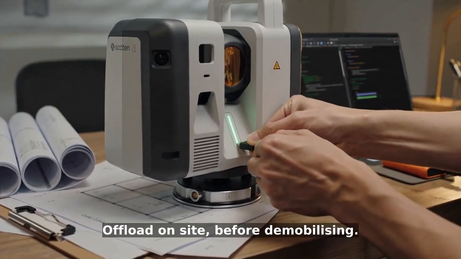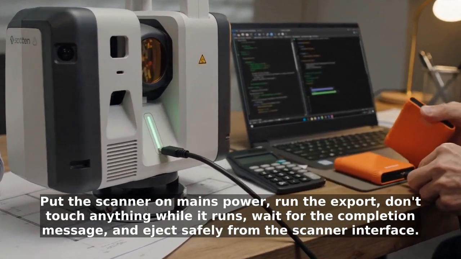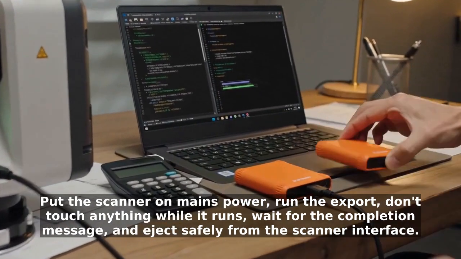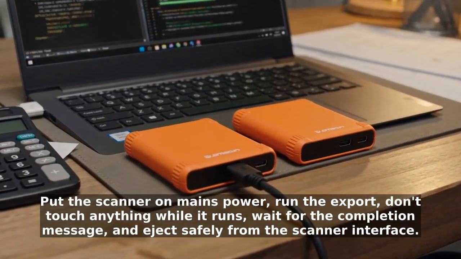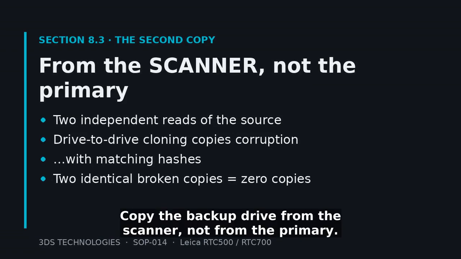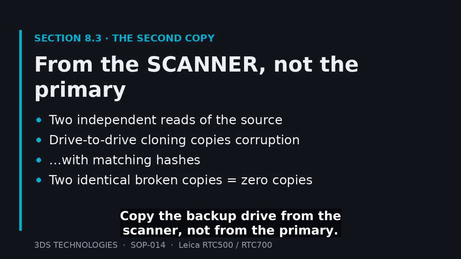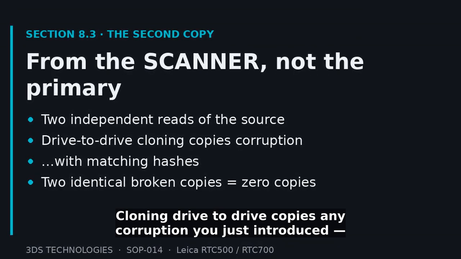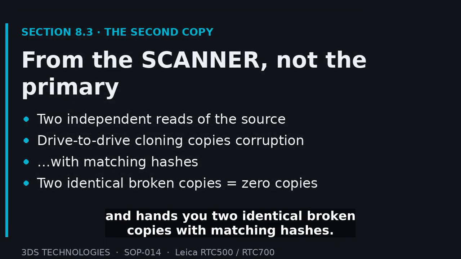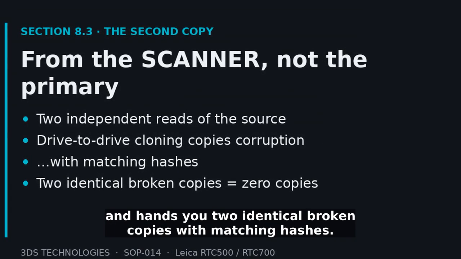Offload on site before demobilizing. Put the scanner on mains power, run the export, don't touch anything while it runs, wait for the completion message, and eject safely from the scanner interface. Copy the backup drive from the scanner, not from the primary. Cloning drive to drive copies any corruption you just introduced, and hands you two identical broken copies with matching hashes.